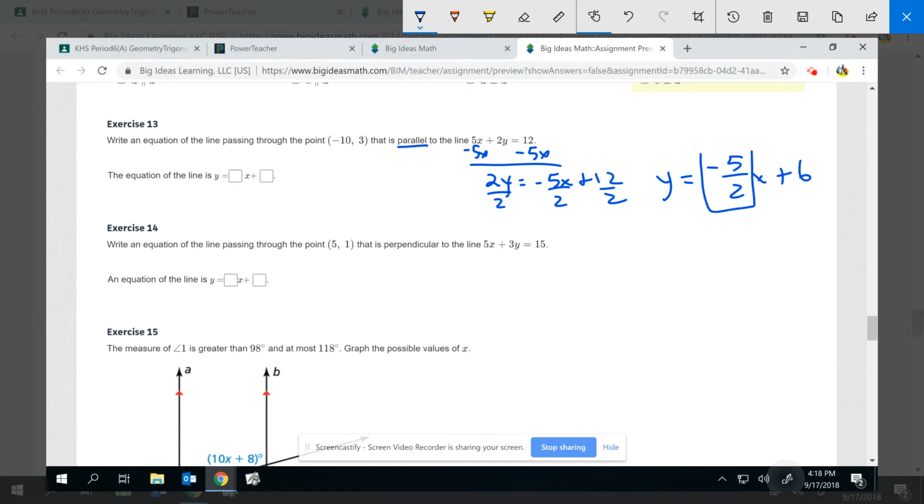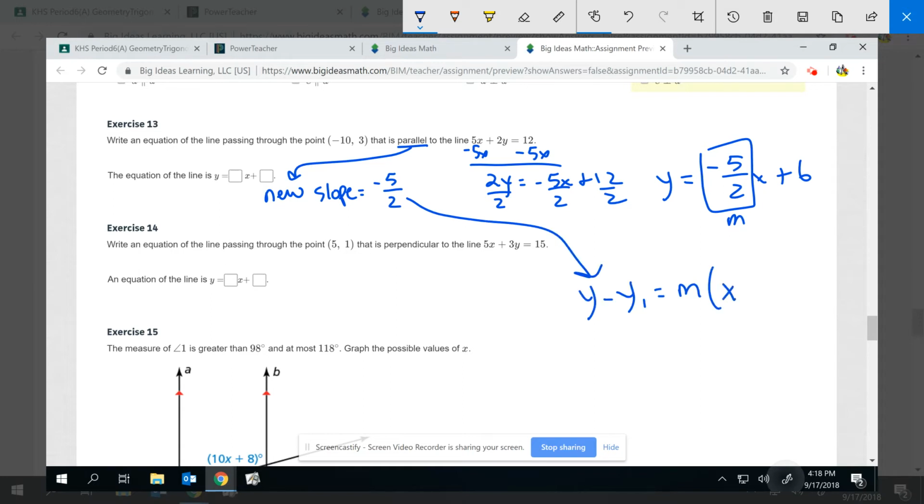So this is my slope. And we need parallel. So my new slope is also negative 5 halves. Parallel is same. So what I need to do is to take this slope and plug it into the y minus y1 equals m times x minus x1 formula, the point slope form. Here's my x1 and my y1. So it's going to be y minus, the y1 number is a 3. My new slope was negative 5 halves.